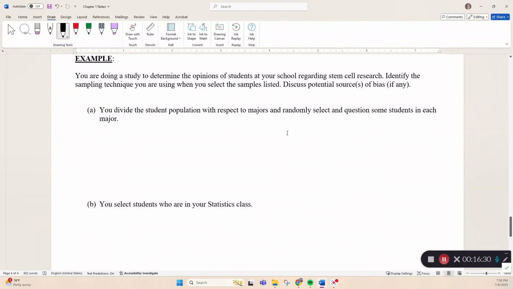So we divide them up by major, and then we select some students in each major. So this sounds a lot like what? Some from all. So which one is some from all? Stratified. So this is stratified.